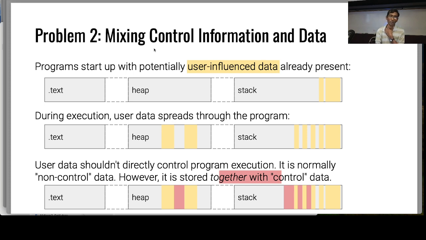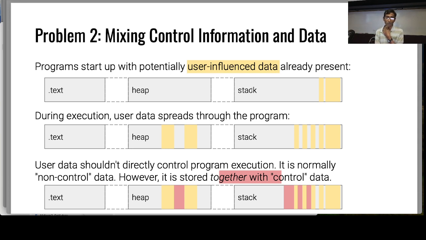And the second problem that C has is that of mixing of control information and data. As you can see here, the program is compiled such that the code goes in the text section, and the dynamically generated memory is created in the heap section, and all the local variables with the return address for the context switching and other things would be allocated in the stack at runtime.